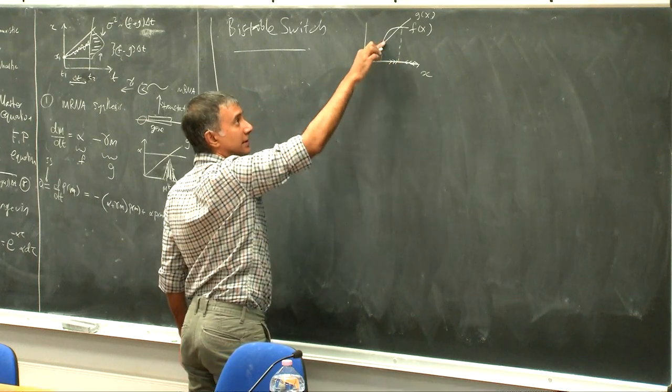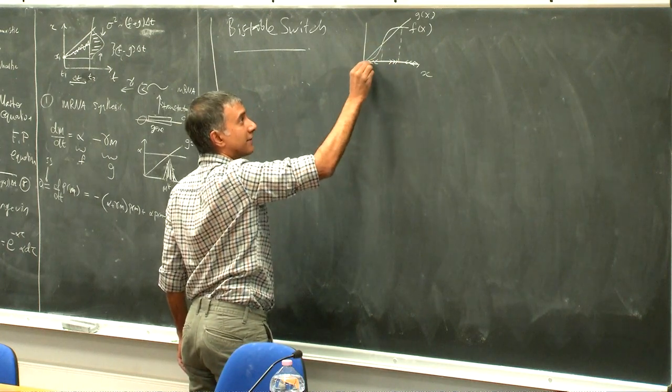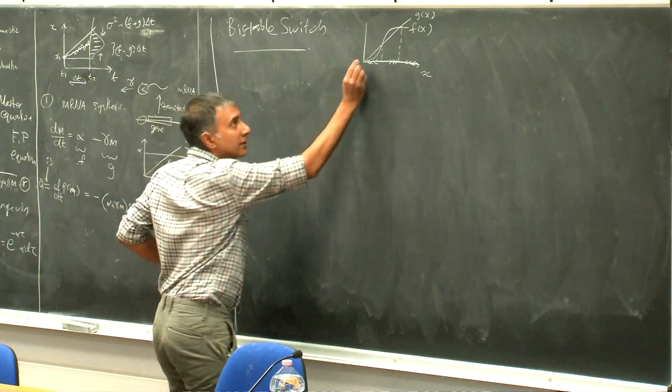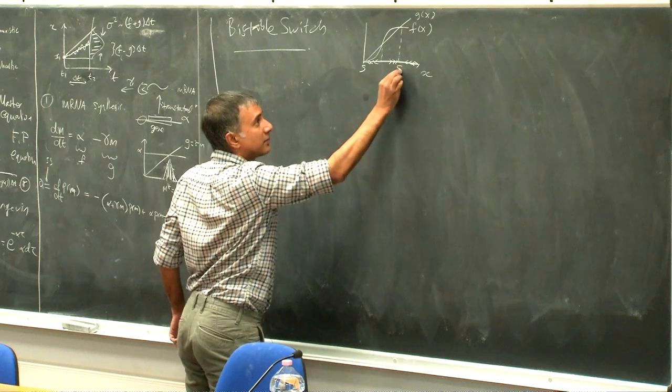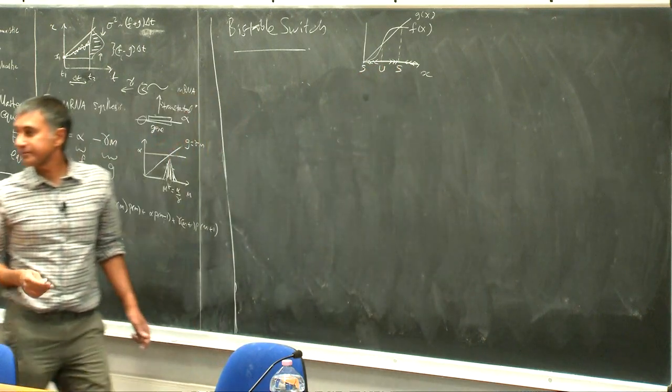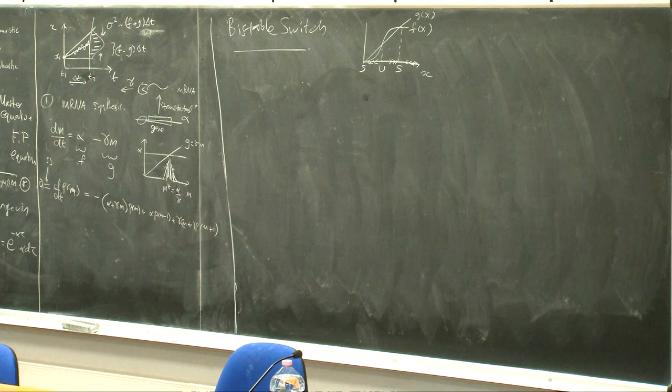In this zone, degradation is higher than synthesis, so you're going to move to the left. And maybe there's a tiny little zone here where you move to the right. So this is a stable point. This is an unstable point. Yeah? How many of you have seen this kind of thing before? Okay. How many of you have not seen this kind of thing before? Enough people? Okay. So I'll spend a little time talking about it.